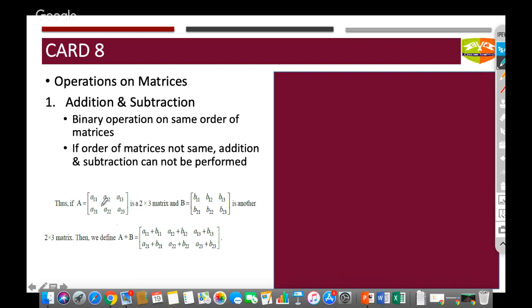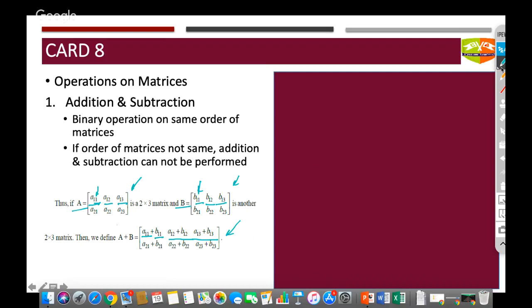So I have written over here, there are two matrices. I'm taking 2 into 3 matrices A and B. You see here, first row, first column is A11, and first row, first column is B11 here. So if I am adding A and B, I am adding the first row, first column of both matrices. So it comes out to be A11 plus B11. Now here it is A12 and B12, so I am adding A12 plus B12. And this is A13 plus B13. So what I am doing is adding corresponding elements from both sides.